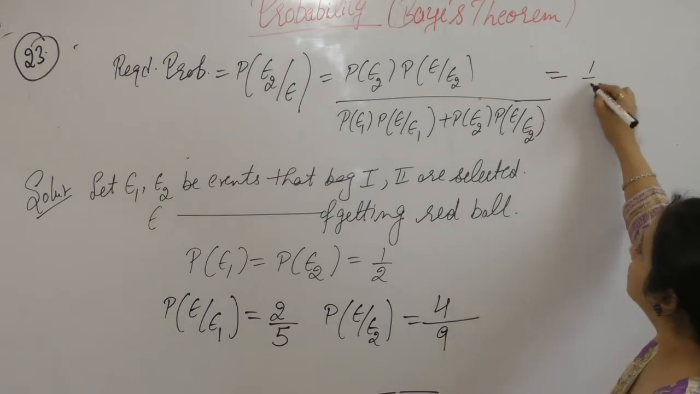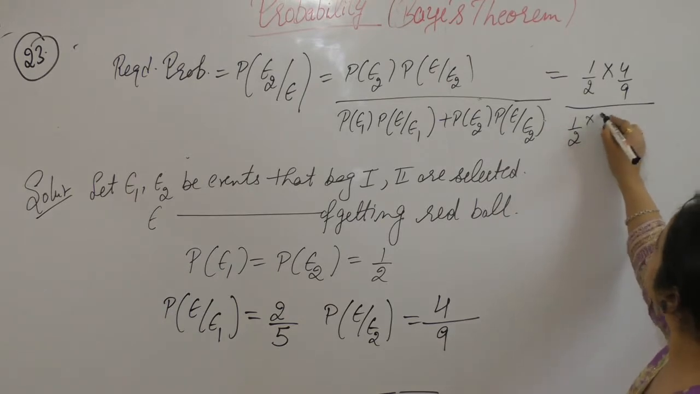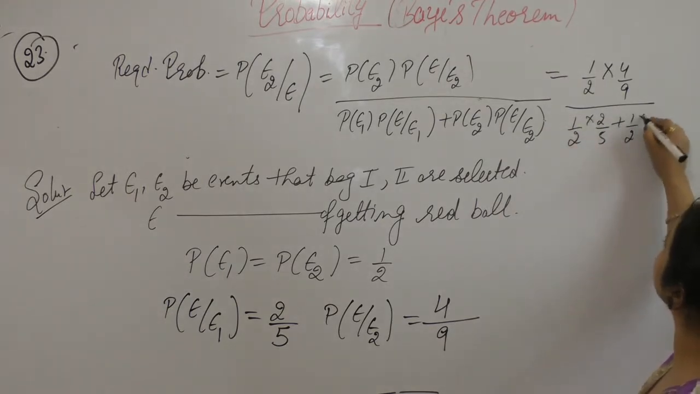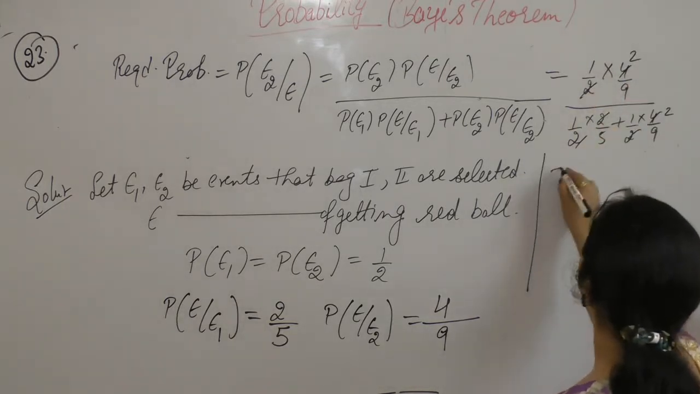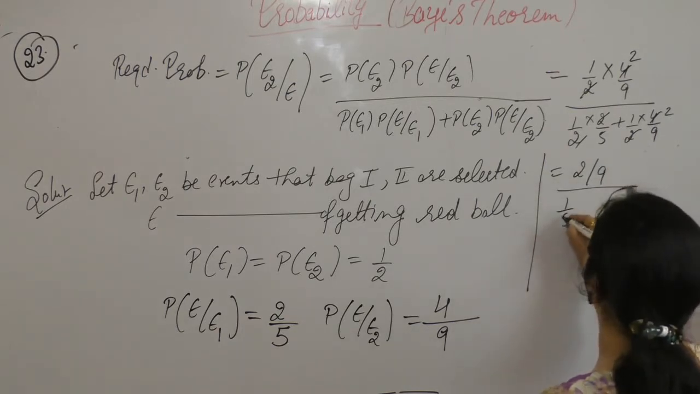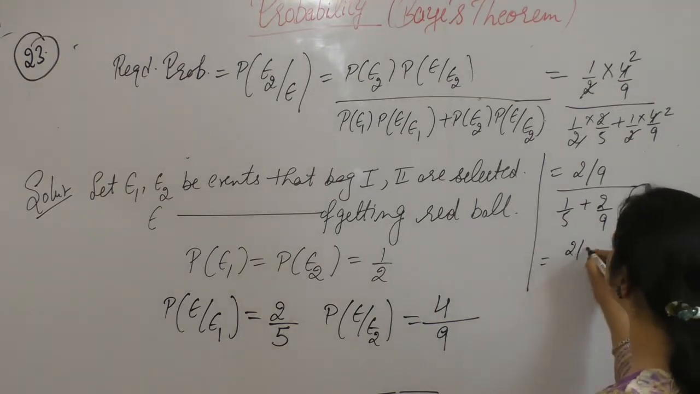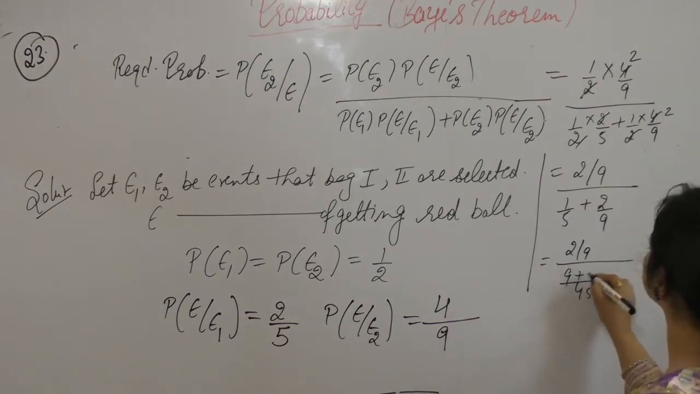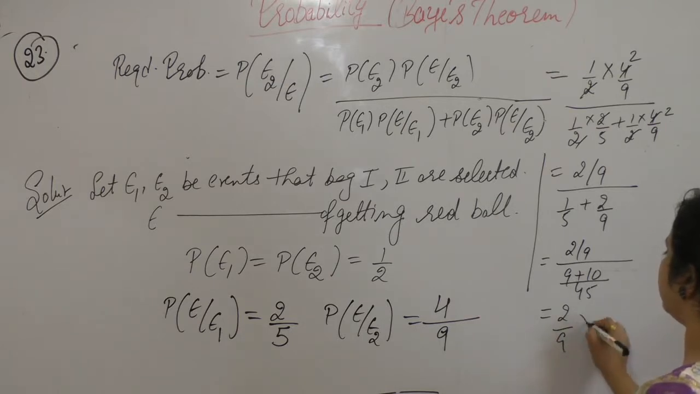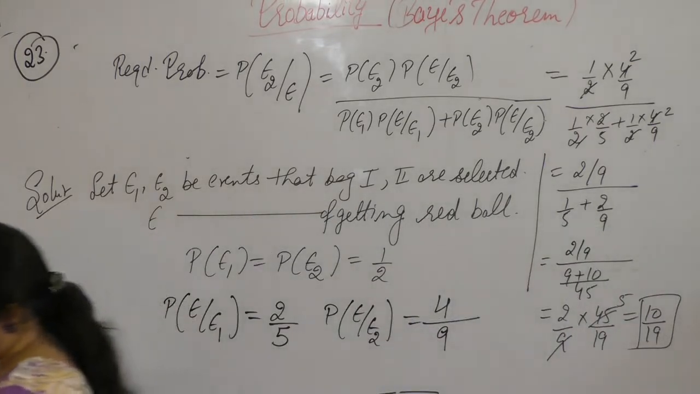Probability of E2 is 1/2, E upon E2 is 2/5, plus 1/2 into 4/9. So 2/9 upon 1/5 plus 2/9. Take the LCM of 9 and 5. Two by 9 into 45/19, that is 10/19. Note it down.